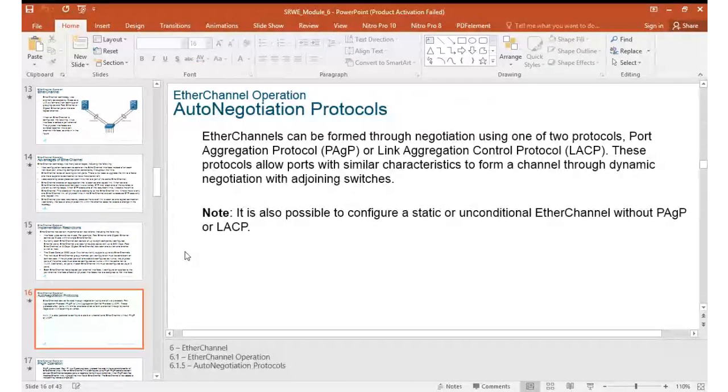It's called Link Aggregation Control Protocol, LACP, and it's called Port Aggregation Protocol, PAGP. Now, you don't need to use all of them at once. These are protocols that function independently. If you choose to use LACP, then go with LACP. If you choose to use PAGP, then go with PAGP. Don't use all of them at the same time.